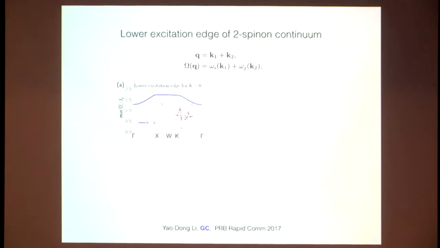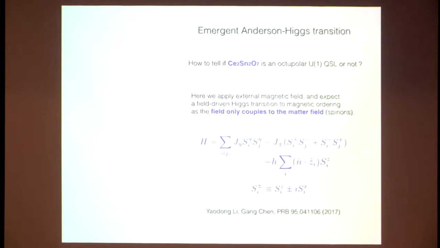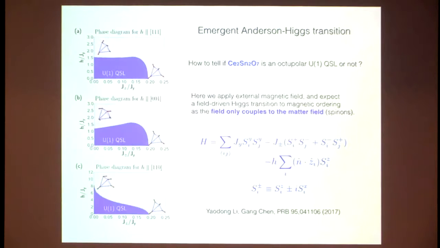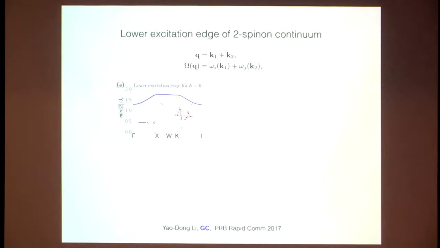So one can also detect the evolution of this two-spinon continuum by applying a magnetic field. As I said, the external magnetic field reduces the energy of creating spinon anti-spinon pairs. Inside this U1 quantum spin liquid, it costs finite energy to create the two-spinon continuum. So there will be an exciting edge.